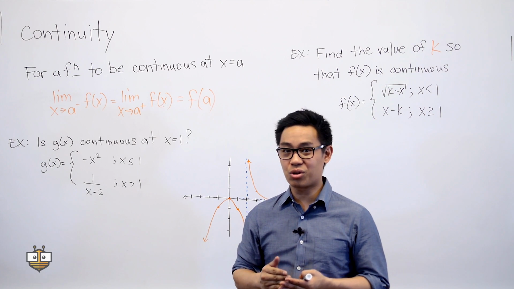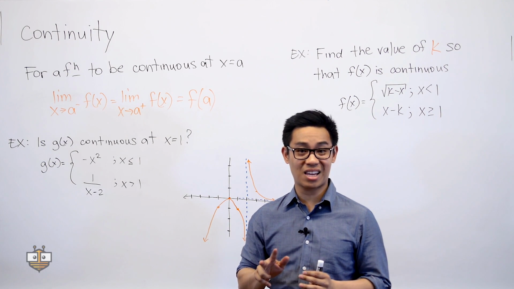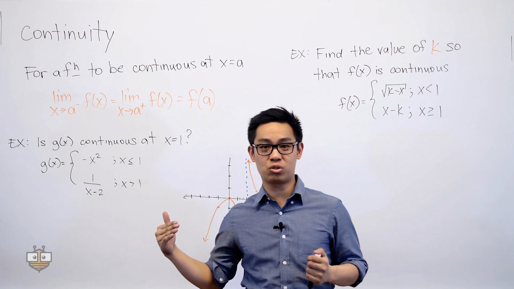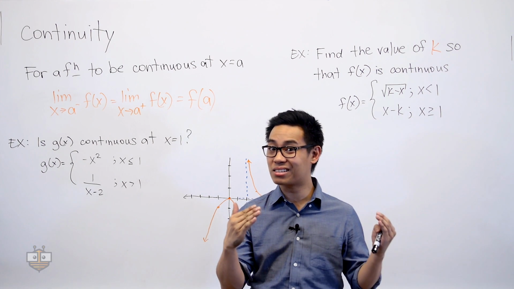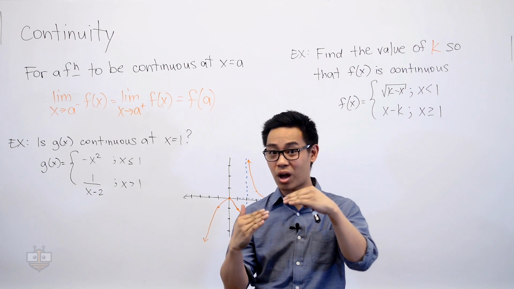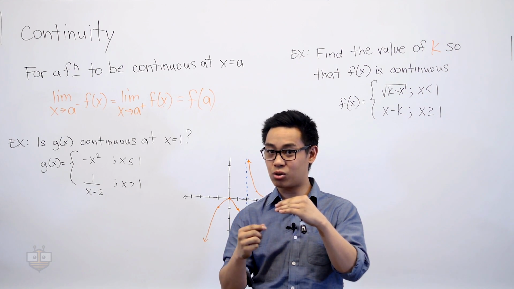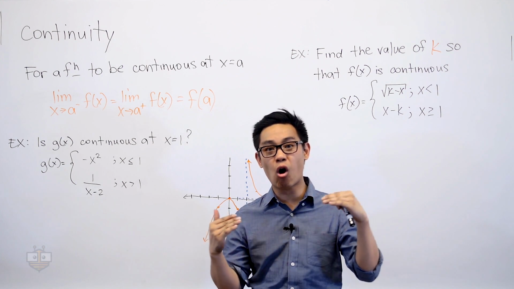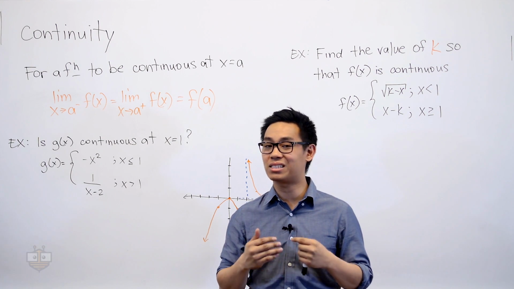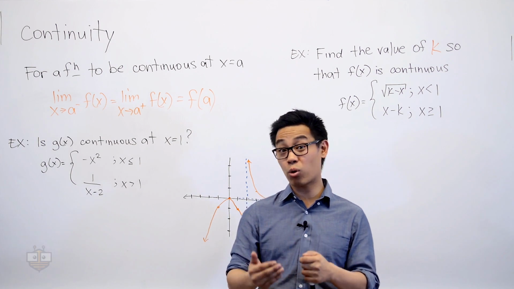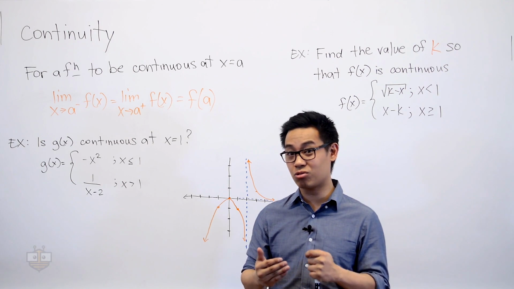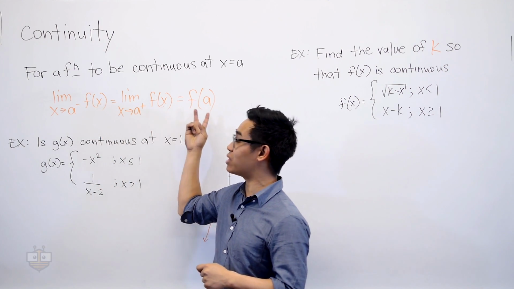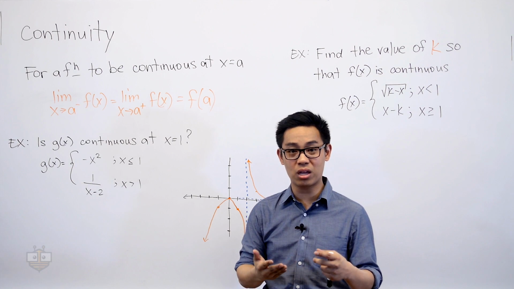For a function to be continuous at x is equal to a, three things have to happen. The limit as x approaches a from the left has to equal the limit as x approaches a from the right. And it also has to be equal to f at a at that point. If all three of those aren't equal, then it's not going to be continuous. So in order to find out whether a function is continuous or not, you've got to find all three things and see if they're all equal or not.